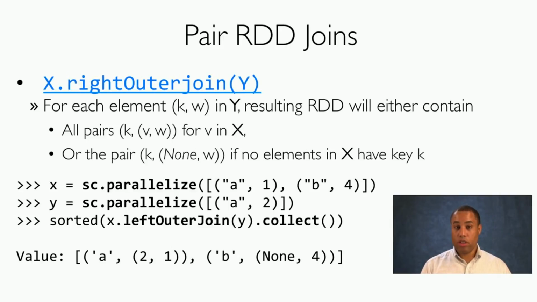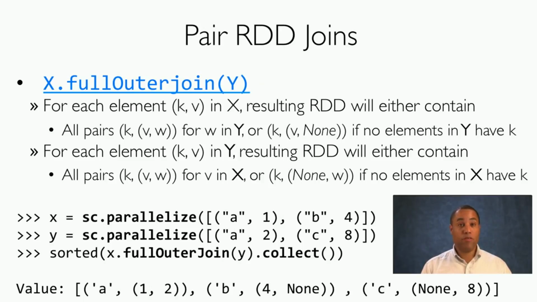With a right outer join, each element (K, W) in Y will result in an RDD containing all pairs of (K, (V, W)) for V in X, or the pair (K, (None, W)) if no elements in X have the key K. So in this case, we start with (A, 1) as a pair and (B, 4) as a pair in X, and (A, 2) as a pair in Y. Now when we perform our left outer join, we'll end up with the result (A, (2, 1)), because 2 appears in Y and 1 appears in X, both with A, and (B, (None, 4)), because B appears in X but not in Y.